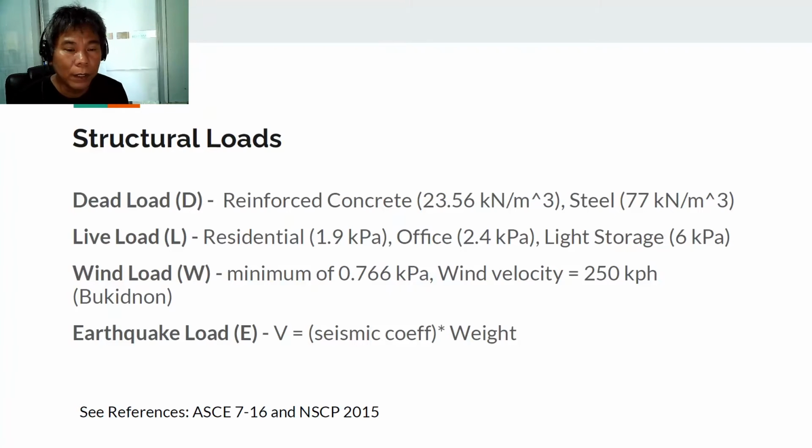Also, we have the wind load. A minimum of 0.766 kilopascal should be used. And for Bukidnon, wind velocity is around 250 kilometer per hour. And we also have the earthquake load. Normally, in terms of the base shear, which is equal to the seismic coefficient times the weight of the building. Again, for all the structural loads, the specifics and other loads that I did not include, you can refer to ASCE 7-16 or the NSCP 2015.